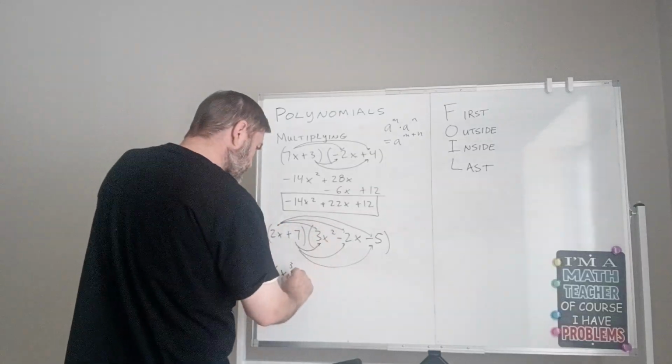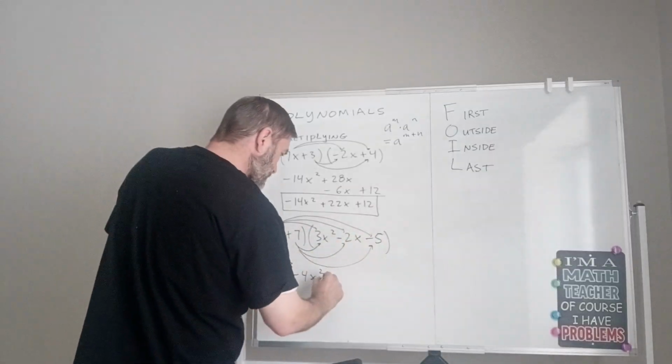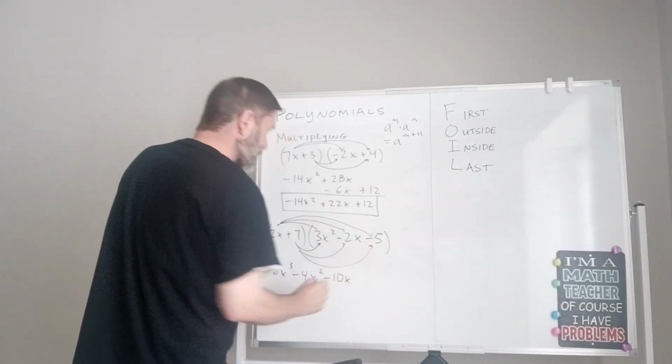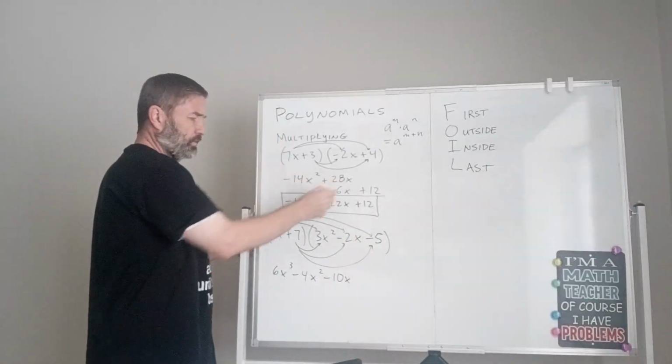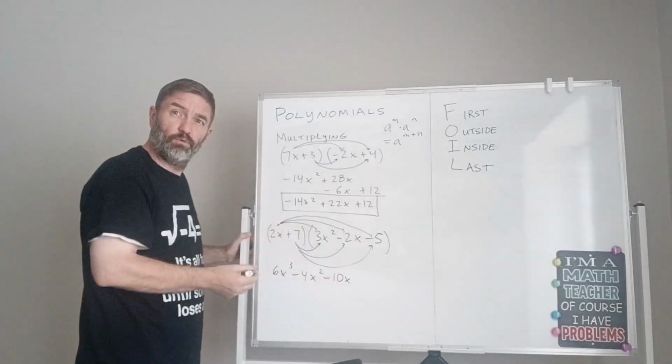Now 2 times negative 2 is negative 4. x times x is x squared. And 2 times negative 5 is negative 10x. So notice here I only had the 4 terms. Now I've got 3. I'm going to have 3 more. That's because there were more terms to multiply.